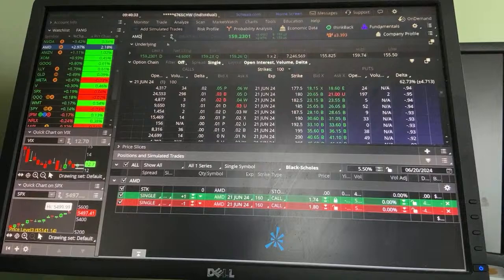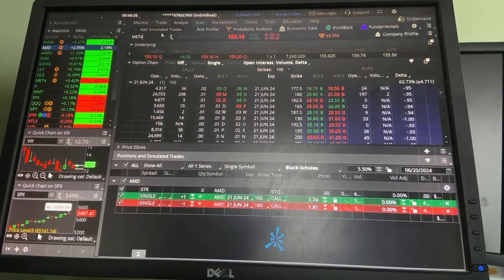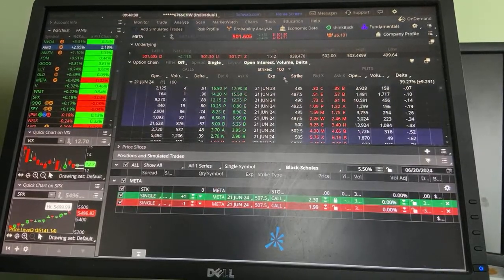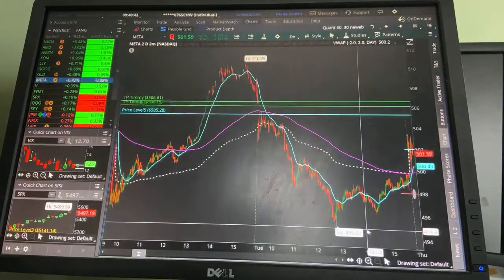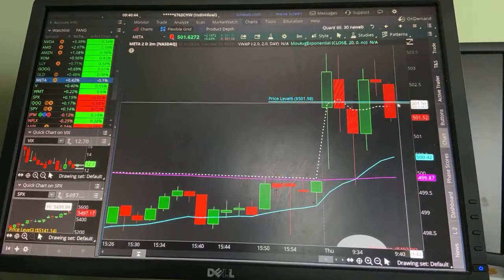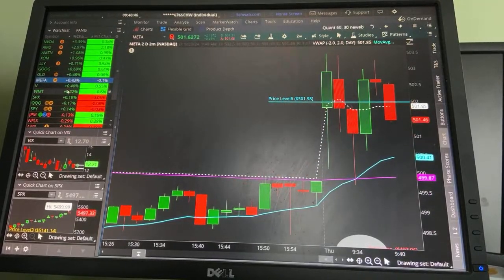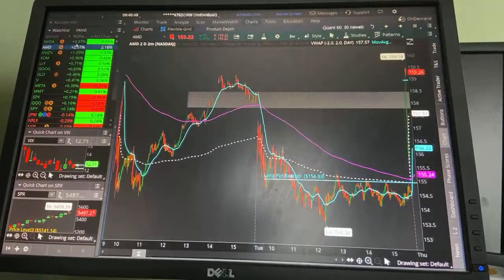All right, and then Meta so far, Meta's still trying to work out there, but Meta's slightly down a little bit, still trying inside of its opening day's range here. All right, now let's continue here.